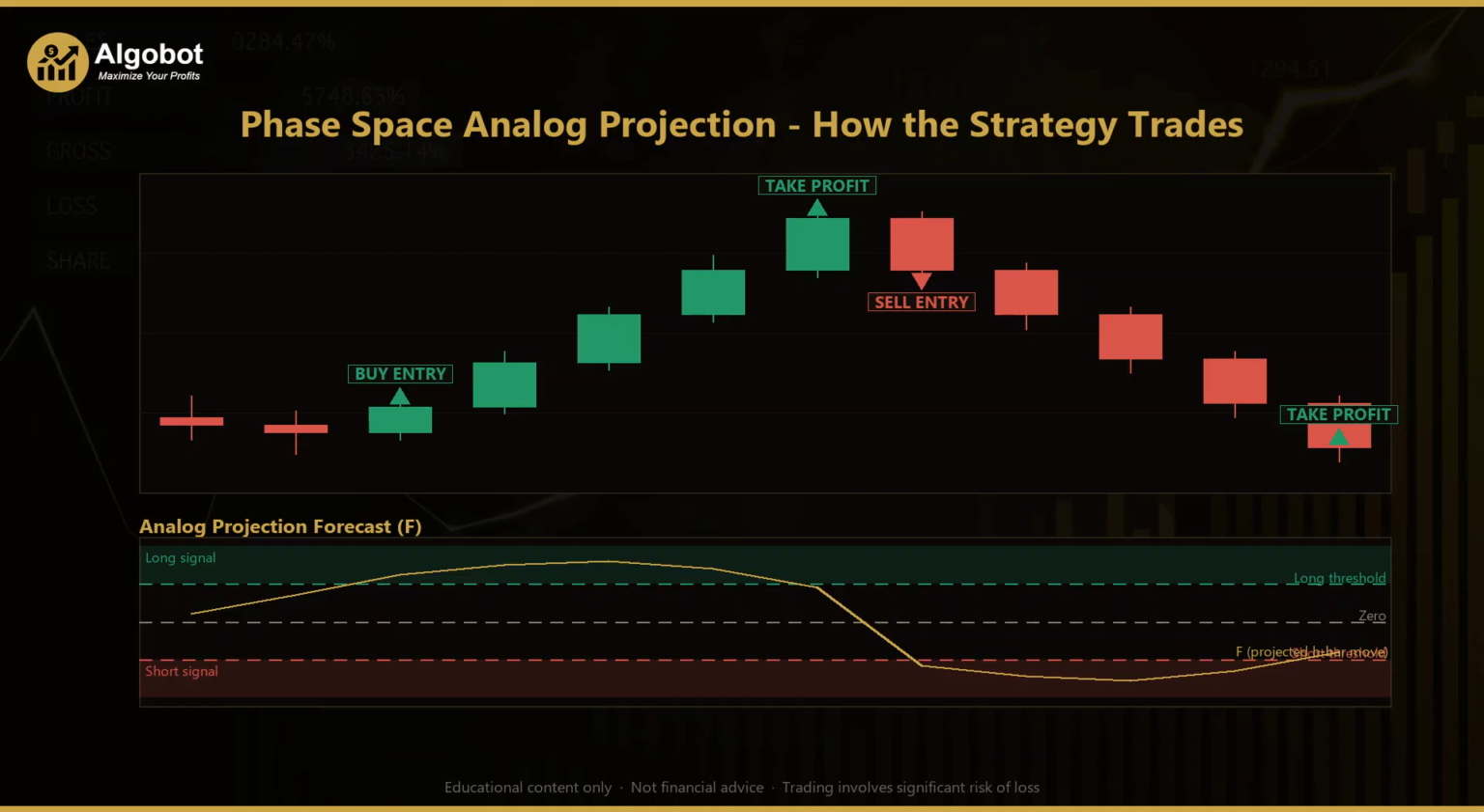Nothing in the code says trend or reverse. The strategy simply projected forward from whatever its closest historical analogs actually did next, cleared the volatility-scaled threshold, passed the agreement gate, and managed each trade with an ATR stop, an ATR target, and a horizon-based time stop. That adaptive, evidence-driven behavior is the whole idea behind phase space analog projection.